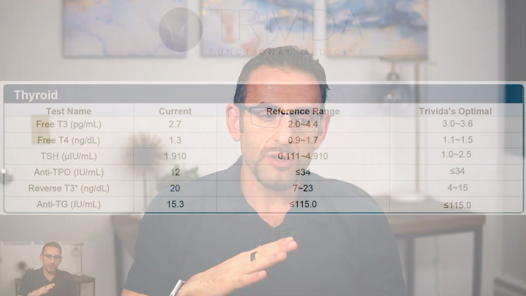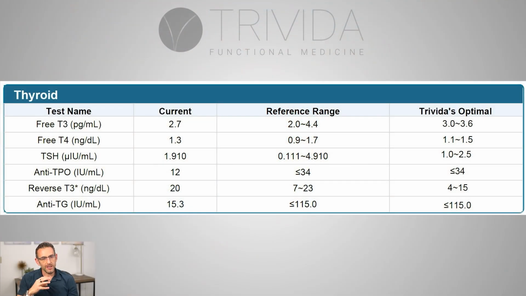And I do like that range, 7 to 23. Usually higher reverse T3 is a sign of stress, chemical, physical, emotional stress in the body. So this example is at 20, so it's a little high normal, still normal, but it's a sign there's some type of stressor going on, whether it be chemical, physical, or emotional, or a combination of all three.